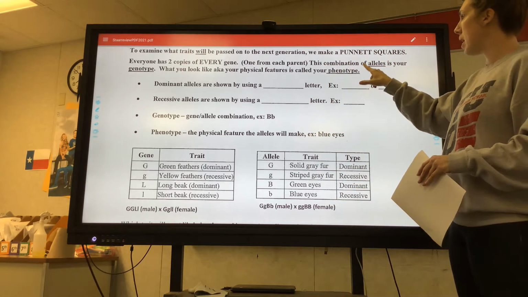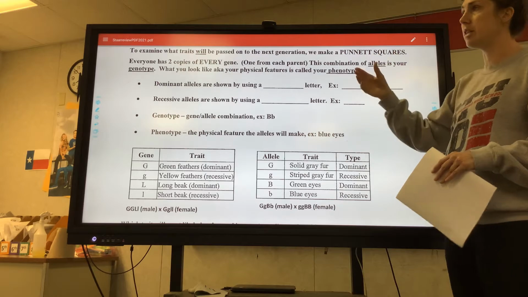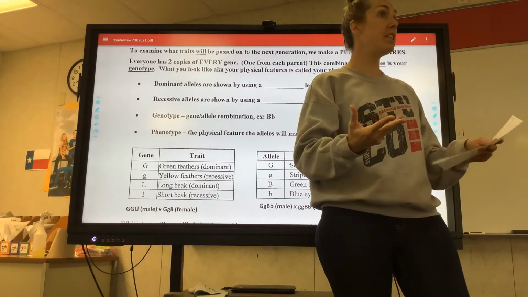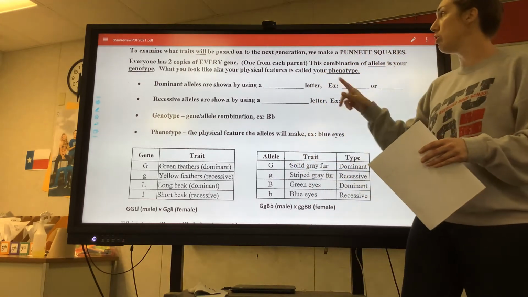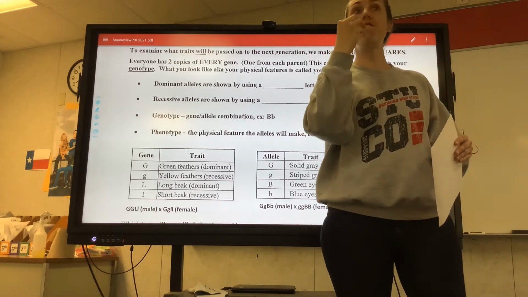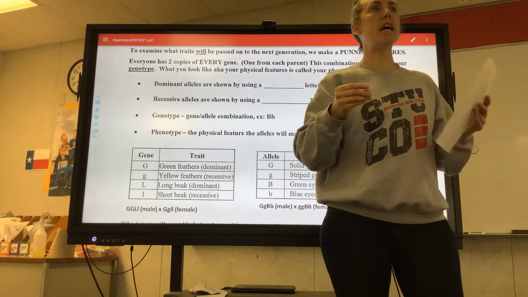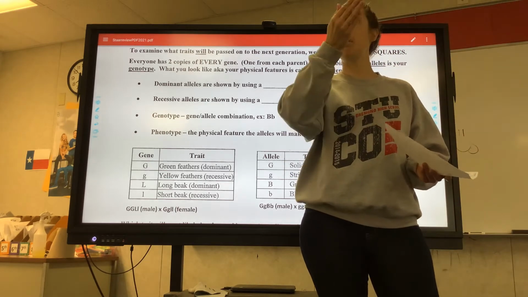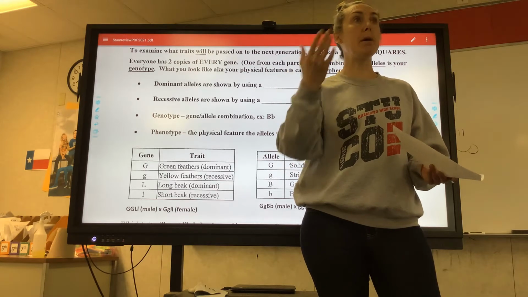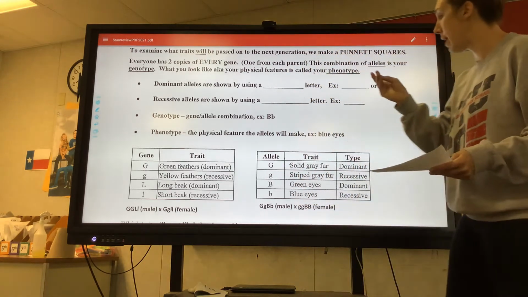This combination of alleles is your genotype. So your genes. What do your genes say? What you look like is your physical phenotype. So if my genotype is big B, my phenotype might be brown eyes. Okay, we'll talk about that.